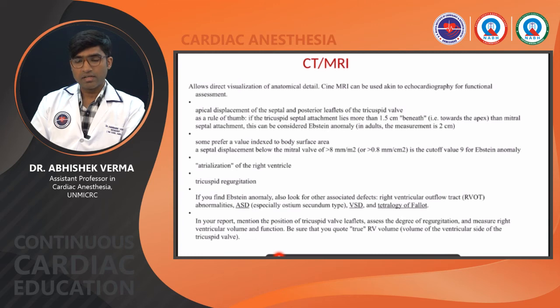In CT and MRI, we look at the functional anatomy of the patient and their anatomical details. If we do the cine MRI, it is akin to echocardiography. We can know everything about how much the right ventricle is, how much the TR is, and whether there is another abnormality like ASD or VSD. If we are doing this MRI, then we have to quote our true RV value, how much true RV volume is present. Depending upon this, we decide our surgery.